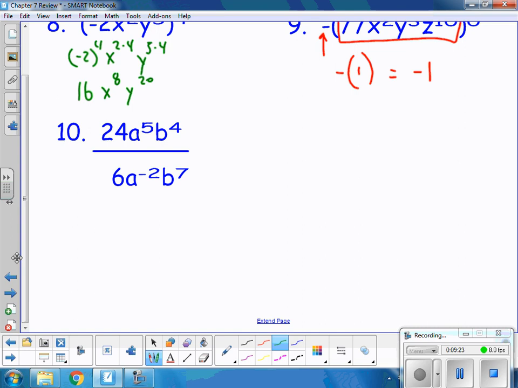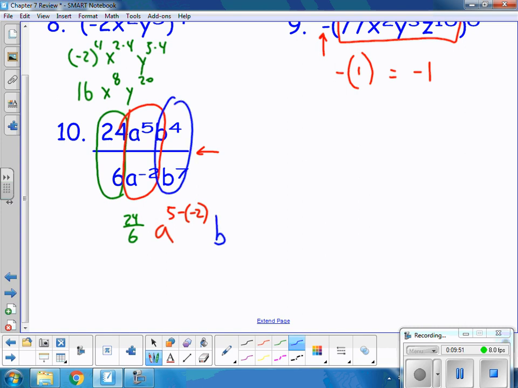Number 10, we're going to look at some division here. I can look at it as its different pieces here, so I'm going to do some simplifying. So I end up with 24 over 6. I'm going to look at this guy right here, which is a, and I'm taking my numerator, and because I'm dividing, it's going to be subtraction. So a minus negative 2. And then let's look at the b here, and it's going to be b with the 4 minus 7. And I can simplify this out even some more. 24 over 6 ends up being 4.